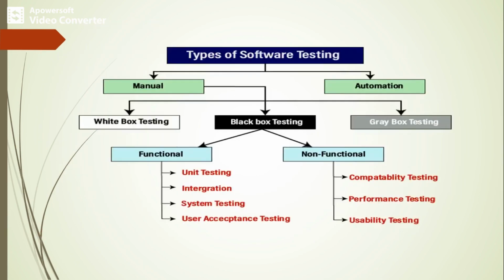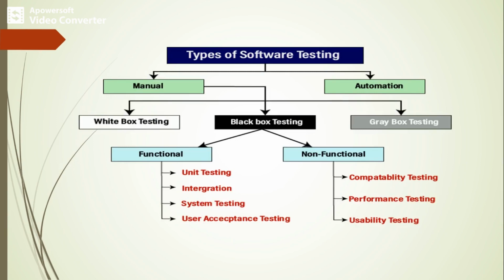Okay, now you can see this figure. This figure is going to give a clear picture about the types of software testing which we are going to learn throughout the course. Basically, software testing is split into two types. So we are doing software testing in a two-way manner. One is the manual manner, the second one is the automation manner.